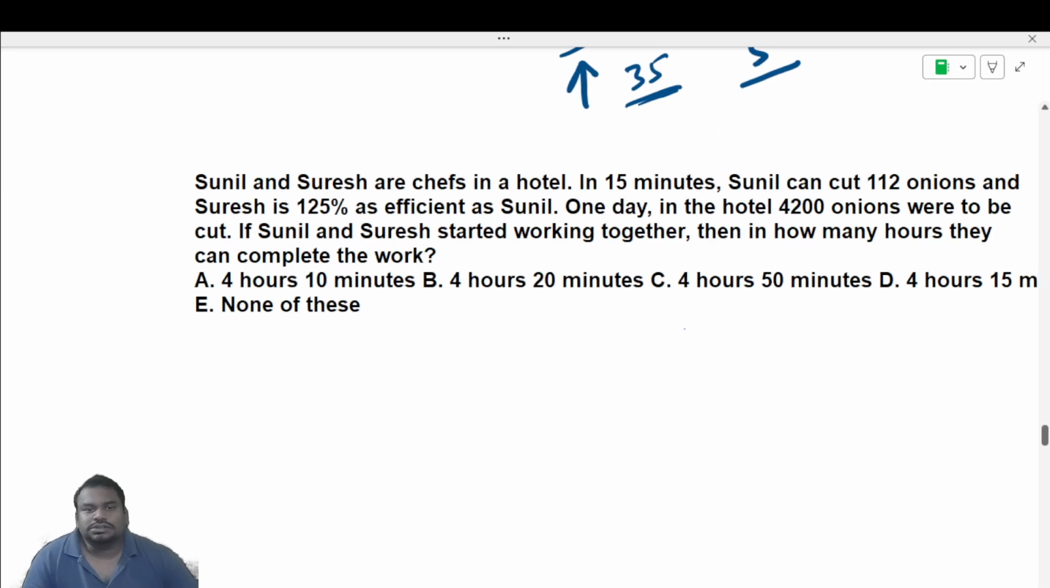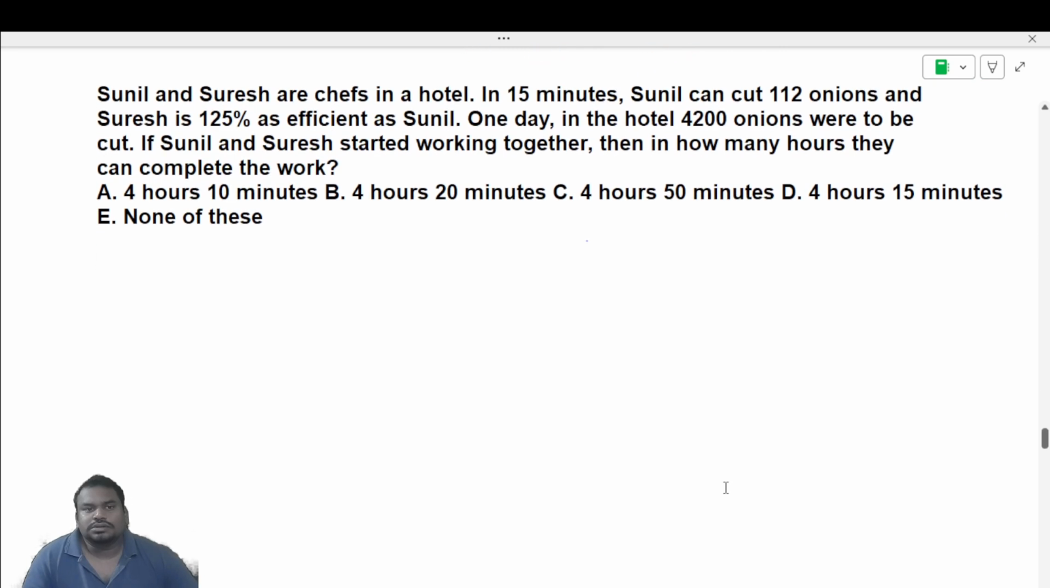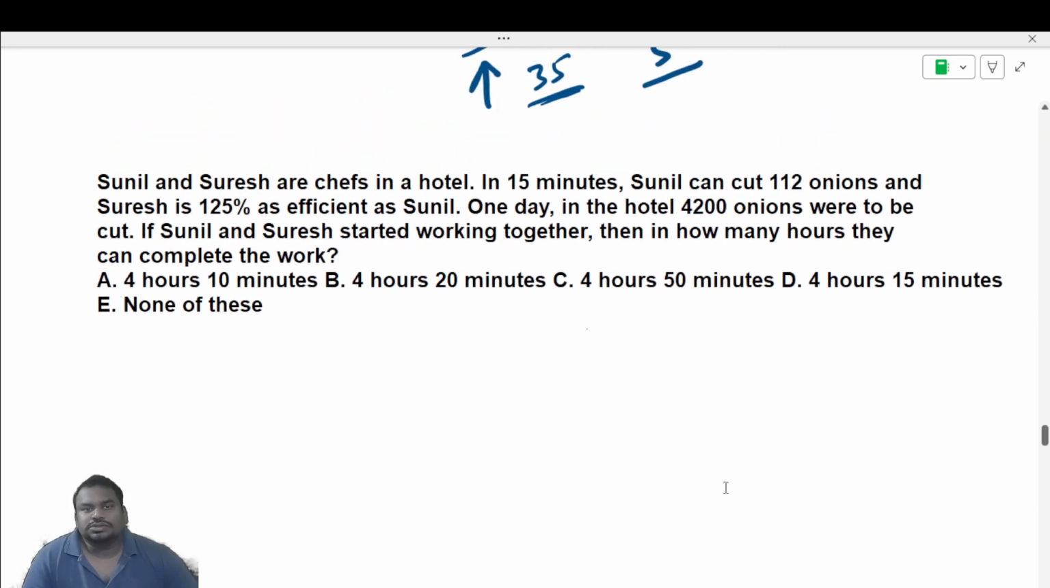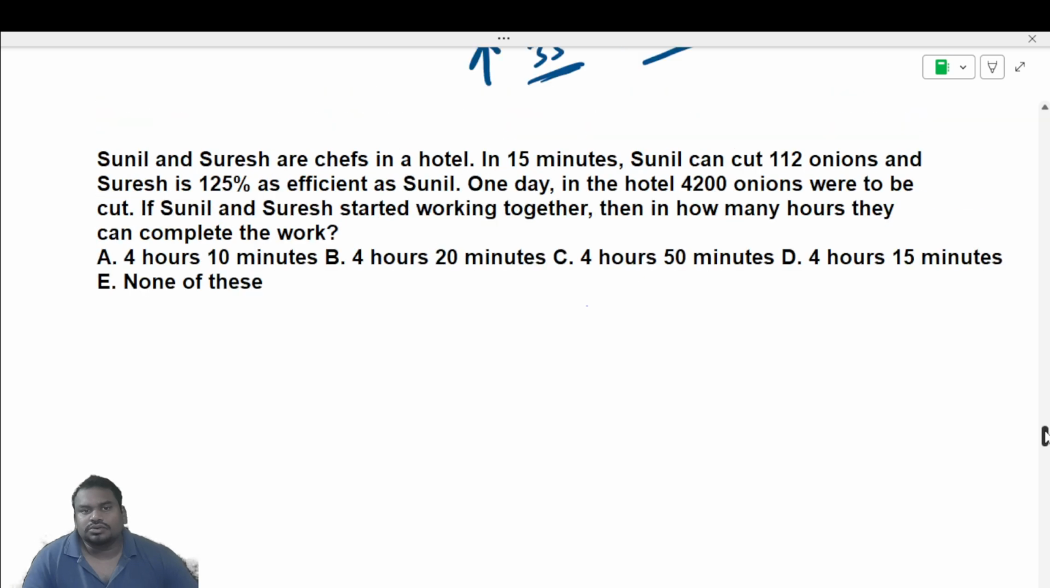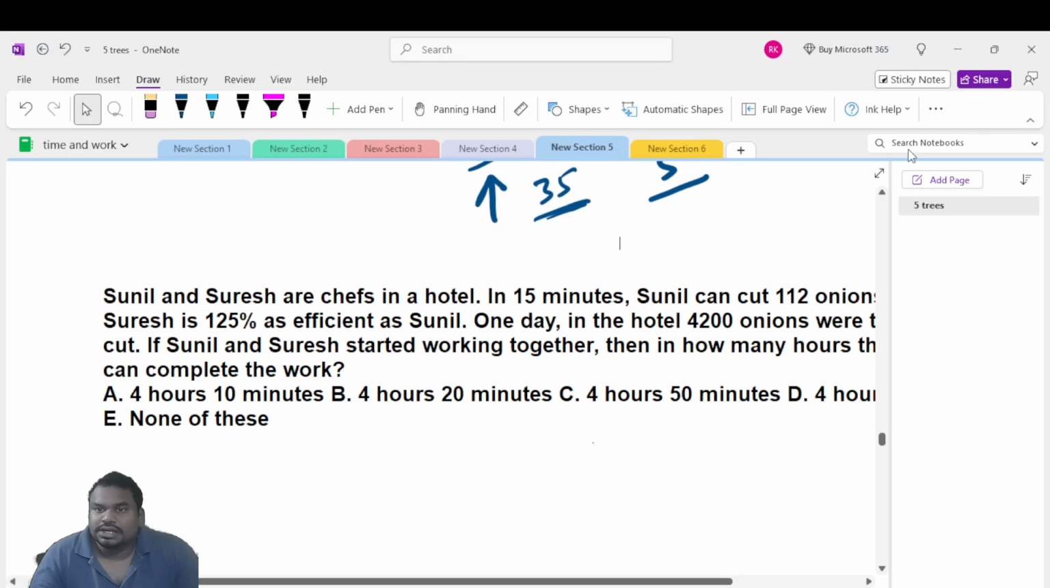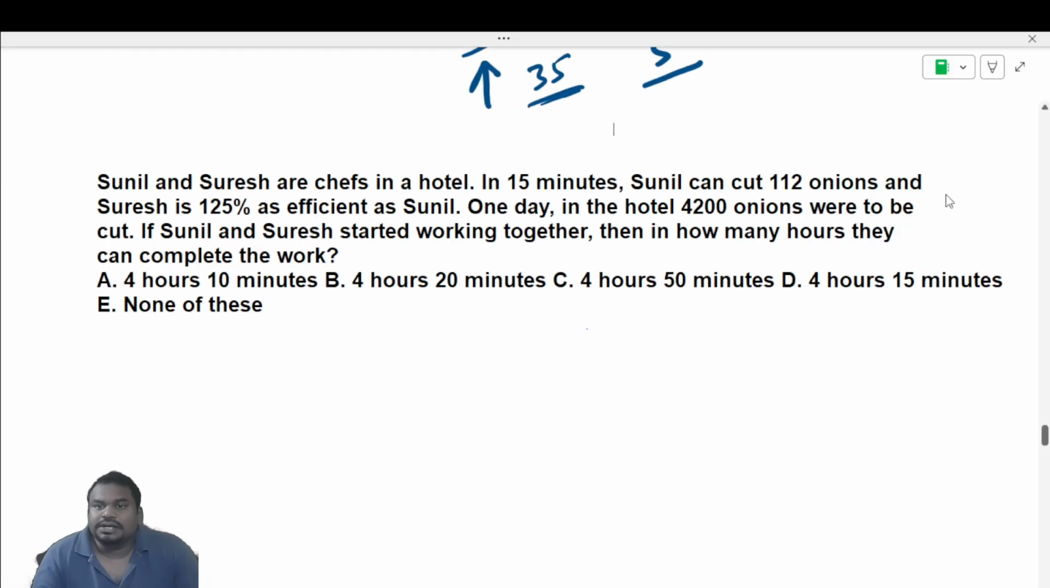So the next question is: Sunil and Suresh. There are two people who are chefs in a hotel. Chef means people who cook. In 15 minutes, Sunil can cut 112 onions and Suresh is 125% as efficient as Sunil. So compared to Sunil, Suresh is a more efficient person by 25% extra. It means if Sunil can cut 112, Suresh can cut more than 112 by 25%.